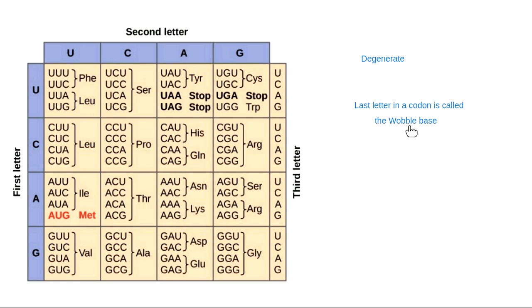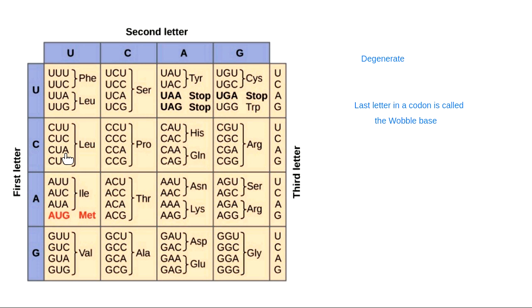So the wobble base is the last letter in a codon. It's not 100% true every time, but a lot of times, if the last letter in the codon is different, we're okay. A lot of times we would still put in the correct amino acid to our chain. That's what's called the wobble base. So I said we had a little bit of grace or wiggle room, or maybe you can remember a little bit of wobble room. If that last base is different, we're okay, because a lot of the time I still put in the same amino acid, even if that last one changes.